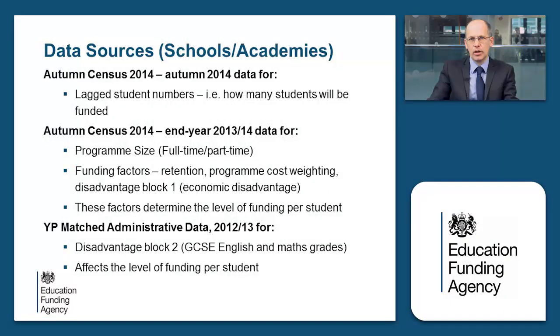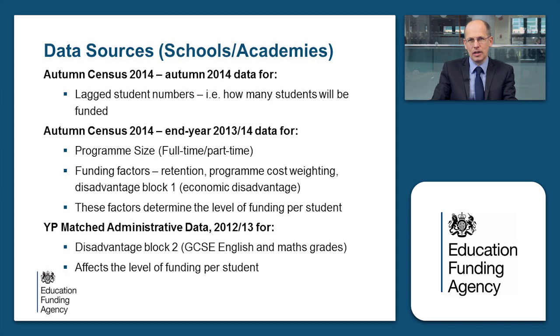Moving on now to the data we will use to calculate your allocations, starting with schools and academies. The main data that we use for your allocations is based on the autumn census. This gives us data for two different groups of students. Firstly, we will use the data you return in the census for students enrolled this year, 2014-15, as the basis for your lagged student numbers for next year. And secondly, we will use the data for those students enrolled last year, 2013-14, to determine the main funding factors, size of programme, cost weighting and so on, that we use to calculate your funding allocation.